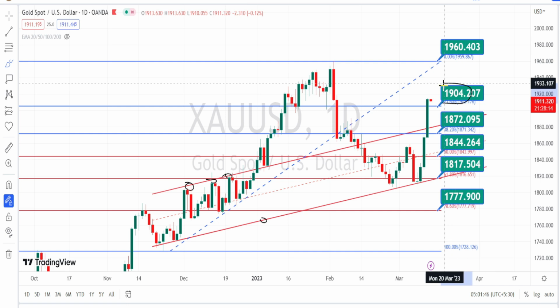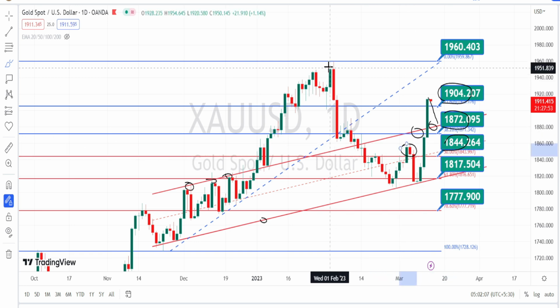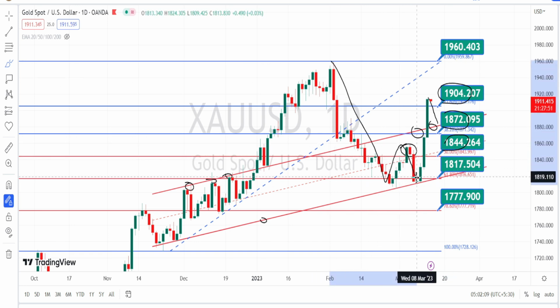Once this support level is broken, the next level of support is going to be the bullish channel pattern trend line or the support line, and also the support level of 1872. And the next level of support is going to be around 1844, which is the neckline of the previous double bottom pattern. It has to break this neckline in order to fall further on the bearish side.